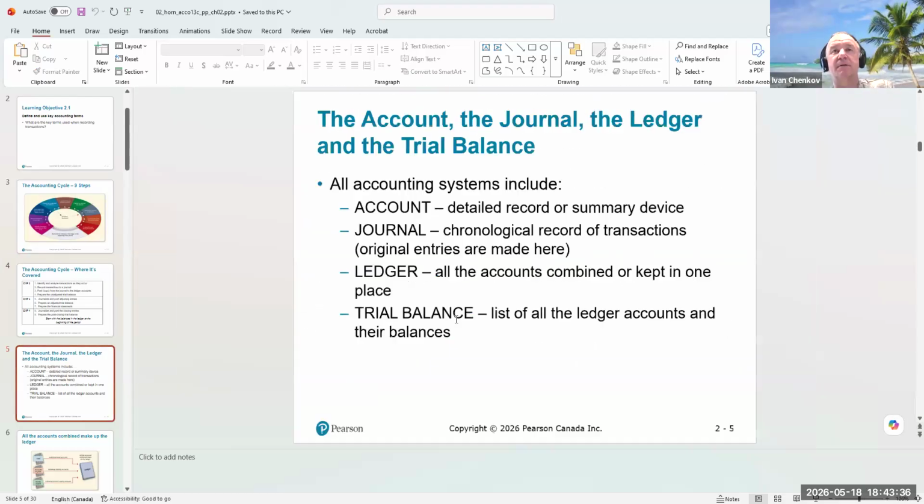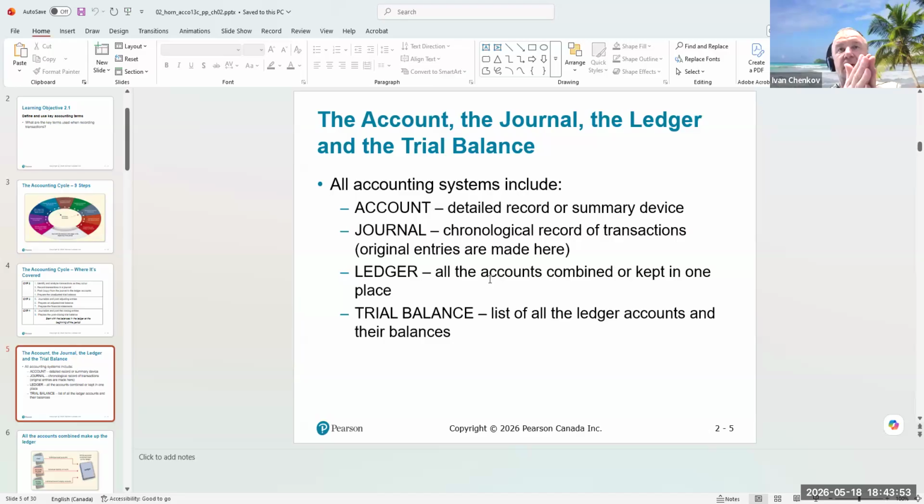Accounting. In the accounting system, we're going to have different accounts. Think of an account like a sheet on which we're going to explain what activity happened on a certain account.